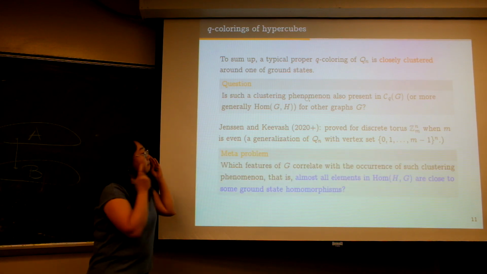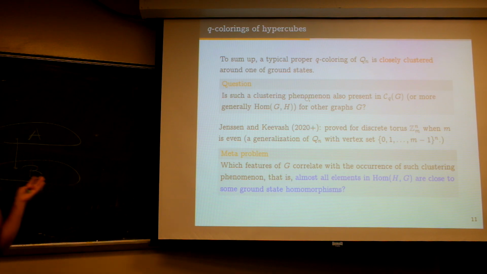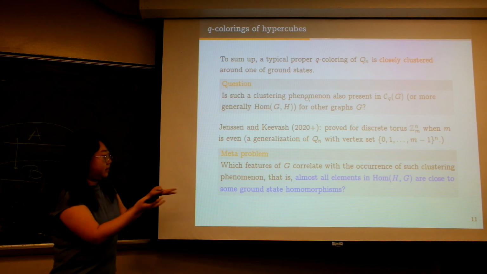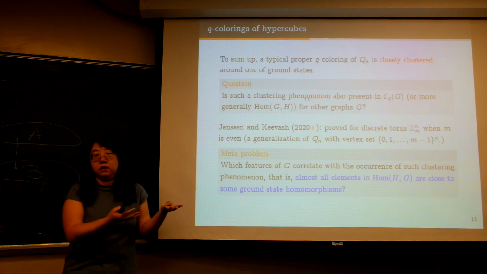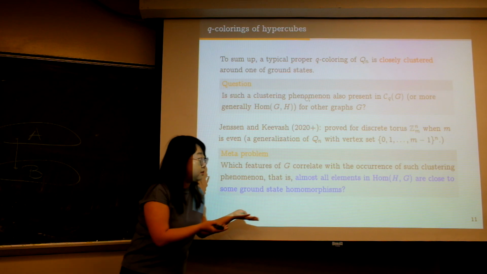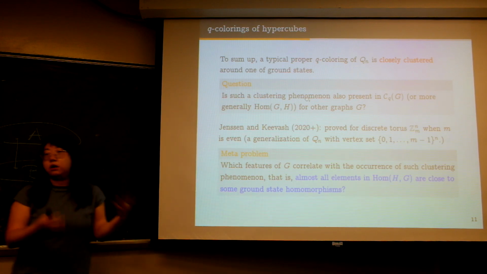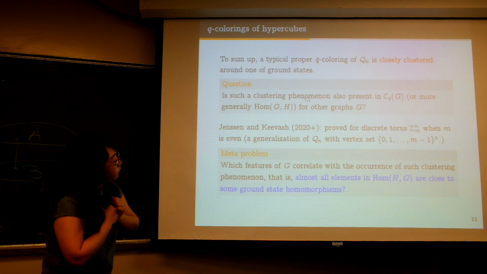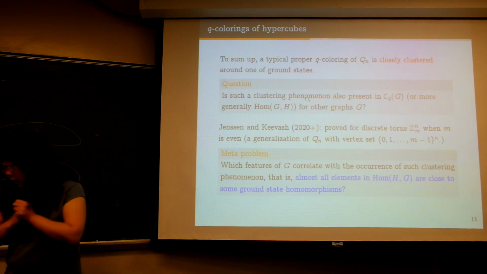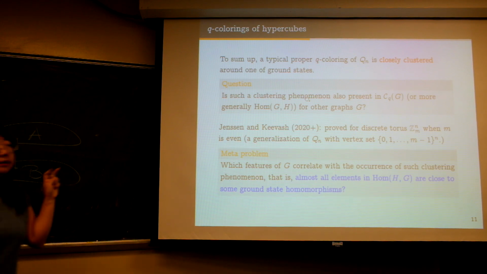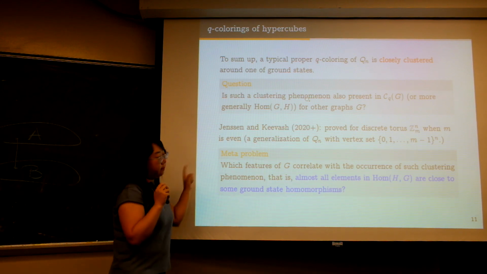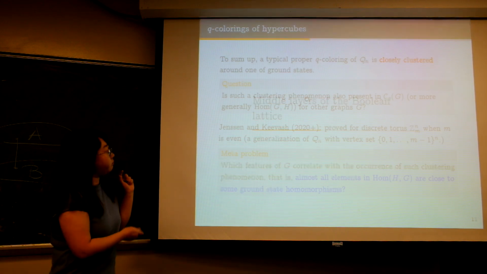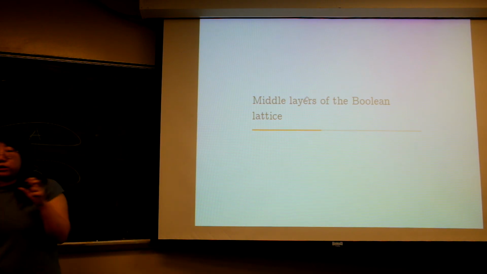So the meta problem is what features of G correlate with the occurrence of such a cluster phenomenon, that is, almost all the elements are close to some ground state homomorphism. So for the hypercube it is pretty well studied. Then the next natural candidate, if you want to think about this problem, might be some subgraph of the hypercube.